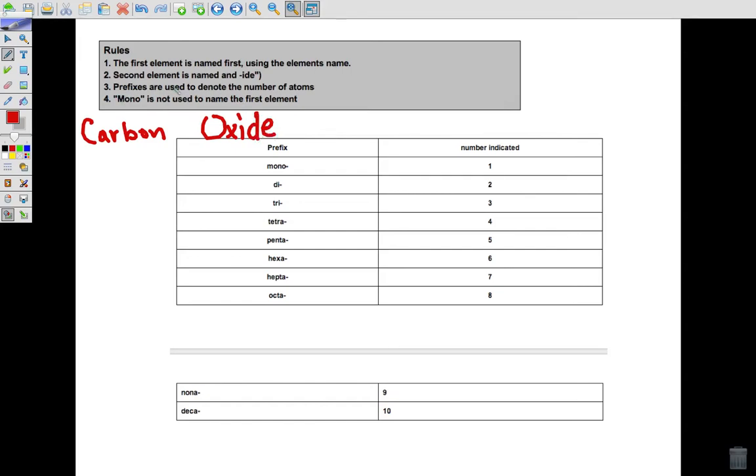But we have prefixes to denote the number of atoms. So carbon dioxide, di. So I come down to my chart and I see that di represents 2. All right, so carbon di, so now I have carbon dioxide. Also remember, mono is not used to name the first element. So I wouldn't say mono carbon dioxide, I would just say carbon dioxide.